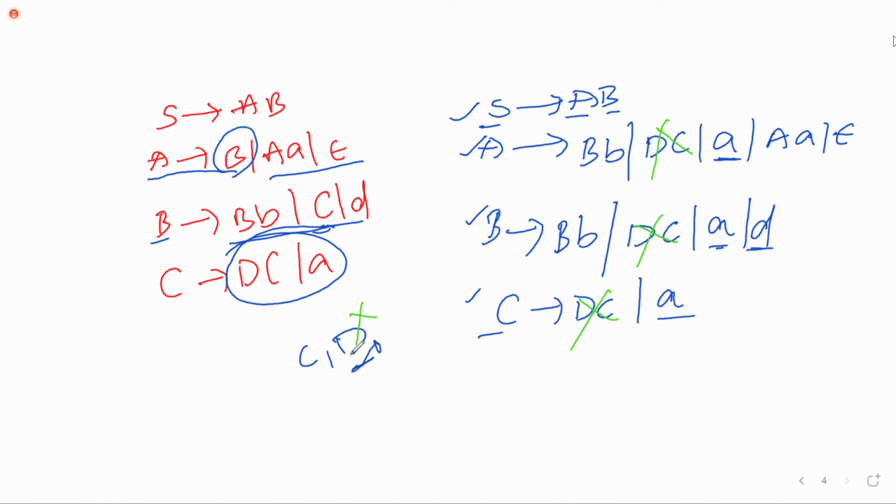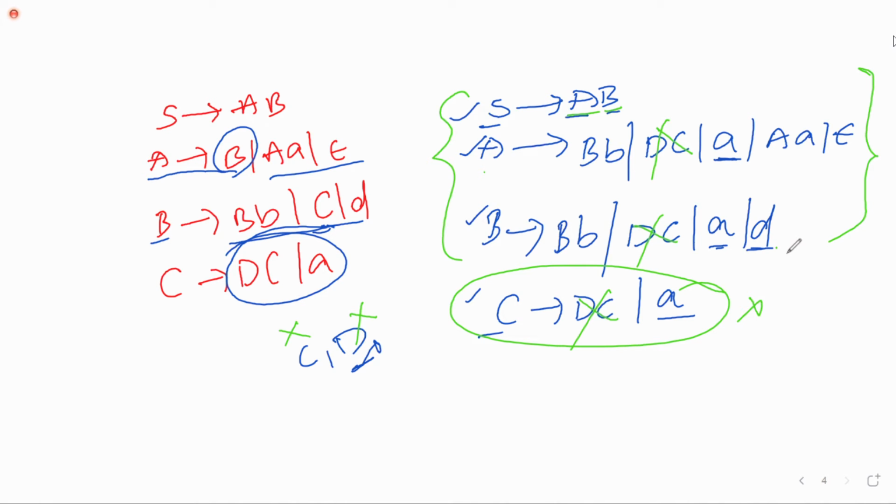Next, how can we conclude C as useless? Now, if you observe, from S, A is reachable, B is reachable. From A, I never use C. From B, I never use C. So I never reach the variable C from the start symbol. So I can conclude that C is also a useless symbol. So remove that also. The final resultant grammar is this one. Am I clear with this? Still any confusion? Yeah, ma'am. Clear.